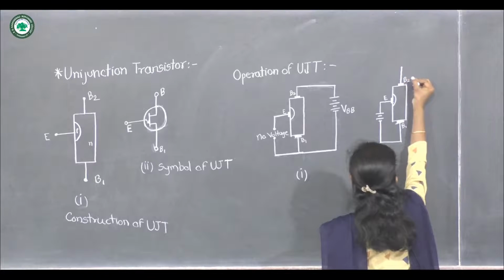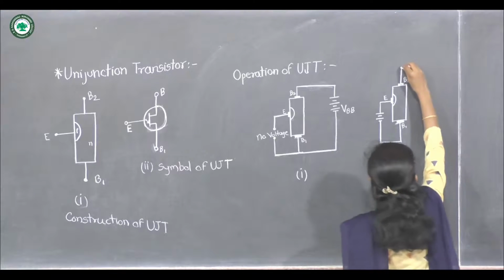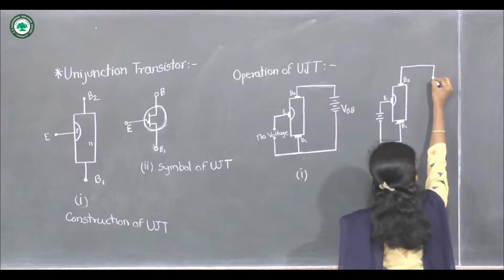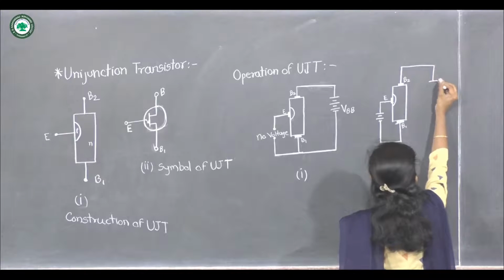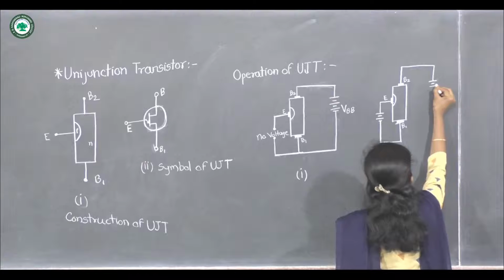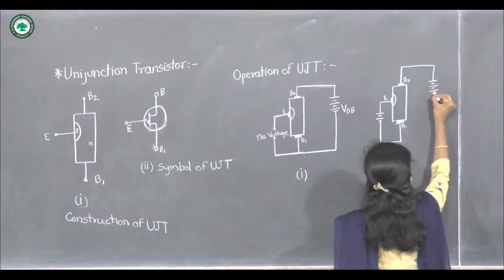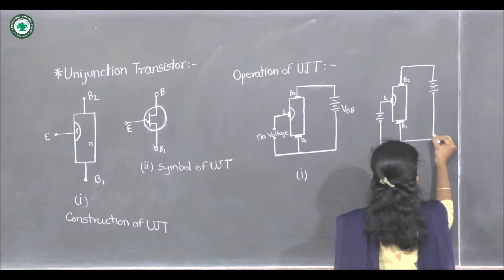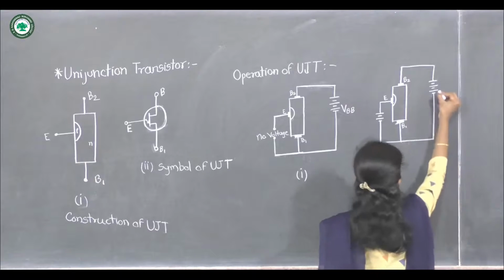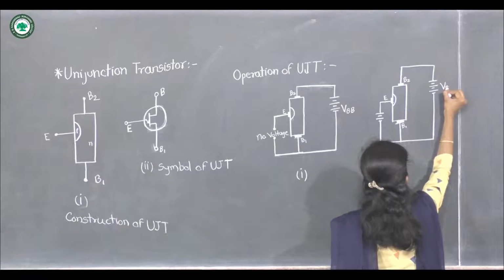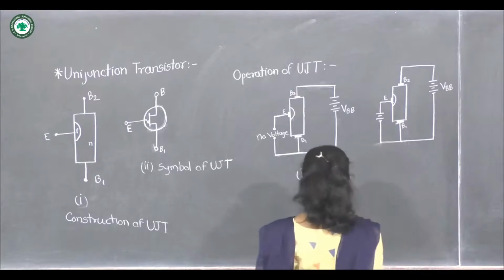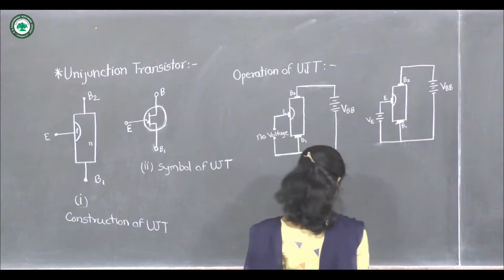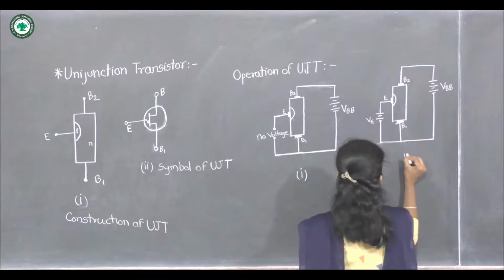This is the base B2. And as in the previous case, here also the positive terminal is connected to base B2 and the negative terminal of the battery is connected to base B1. And this is the potential, denoted as VBB, and here the potential is denoted as VE. So this is the second case.